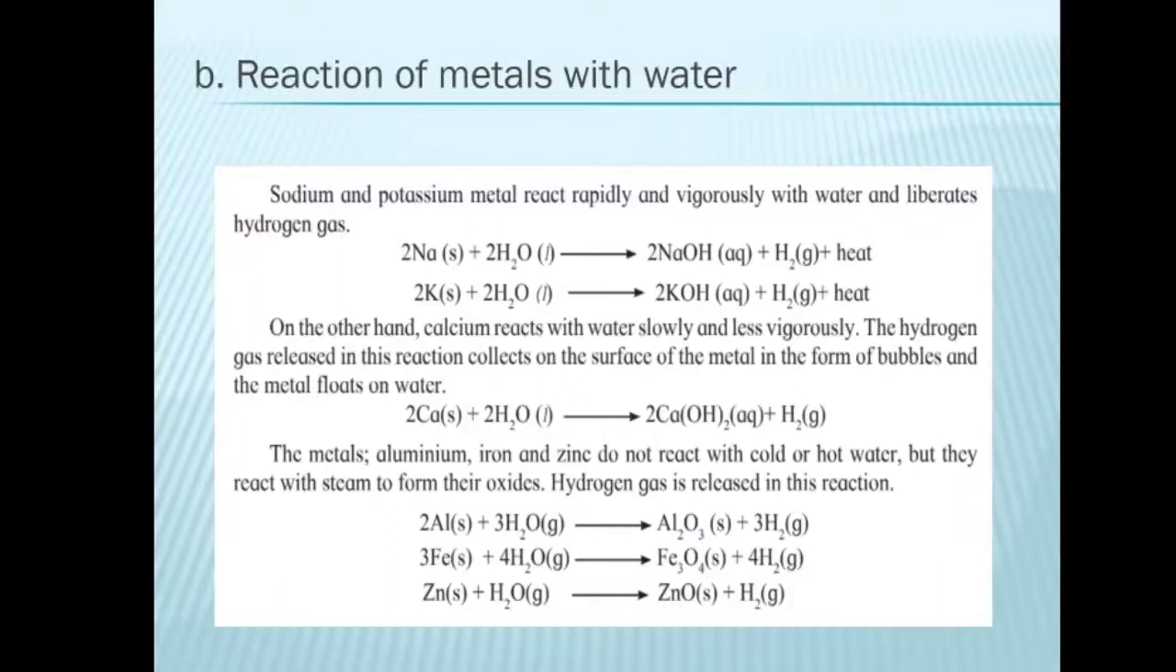The metals like aluminium, iron and zinc do not react with cold or hot water since they are less reactive, but they react with steam to form their oxides. Hydrogen gas is released in this reaction. The reactions are as follows: aluminium plus water giving you aluminium oxide plus hydrogen gas is liberated. Next reaction, iron plus water gives iron oxide plus hydrogen gas liberated. Zinc plus water giving you zinc oxide plus hydrogen gas liberated.